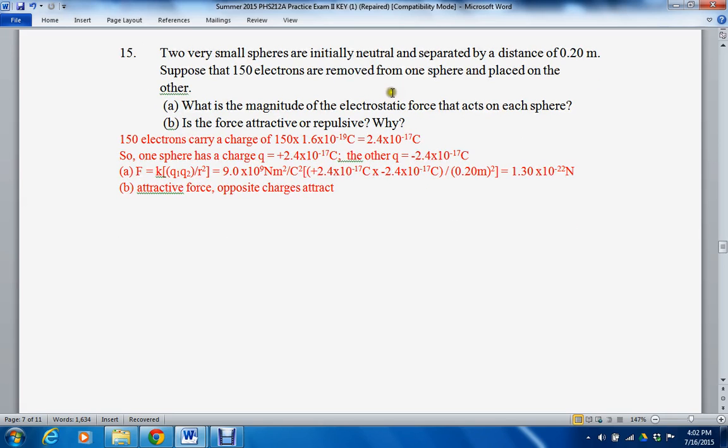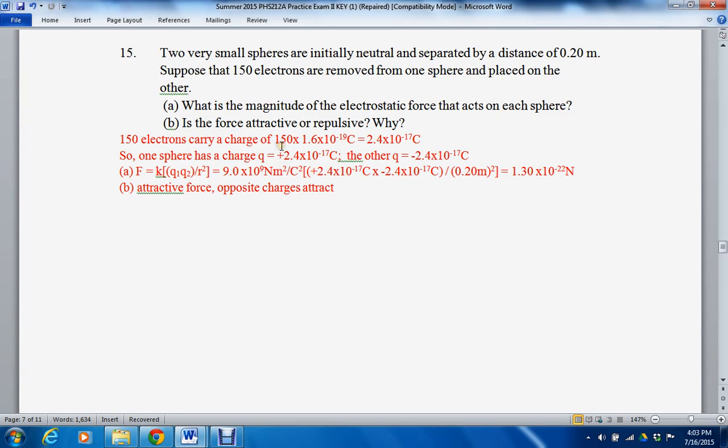Okay, we have 2 small spheres, initially neutral and separated in distance by 2.2 meters. If I take 150 electrons away from one, I've left behind a positive charge, and place those 150 on the other one, I've given that a negative charge. Then, first of all, what is the magnitude of the electrostatic force that acts on each sphere? It's going to be the same force acting on both. And is it attractive or repulsive? Well, I can answer part B right away, because if I took something neutral and then I took some electrons away and dumped it on the other one as positive, one as negative, that's an attractive force.